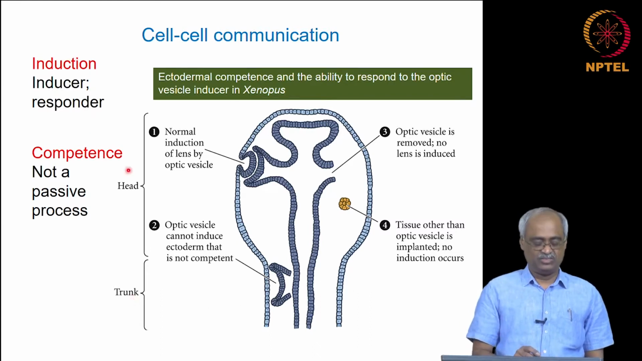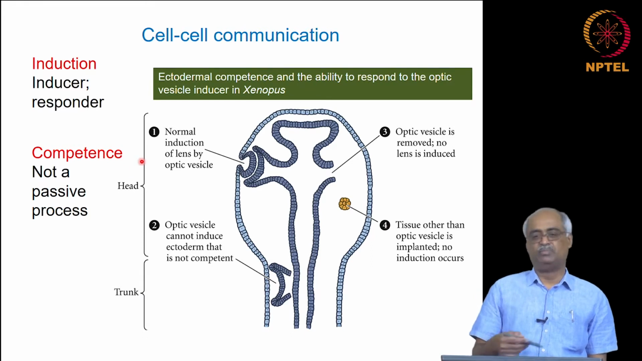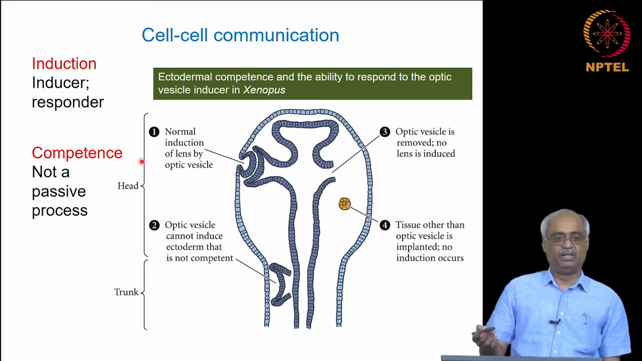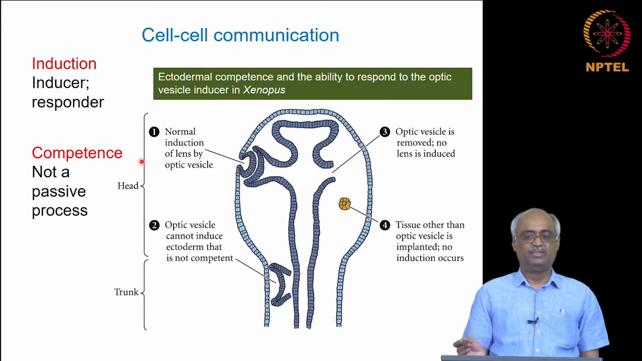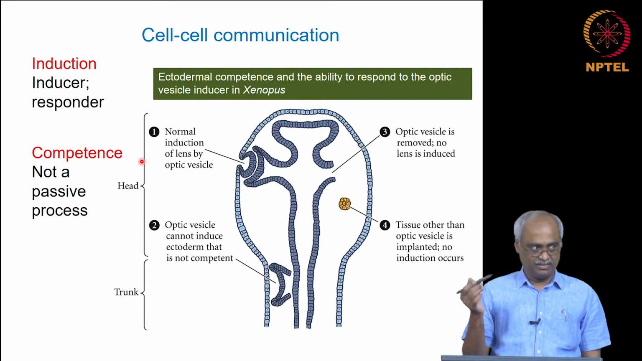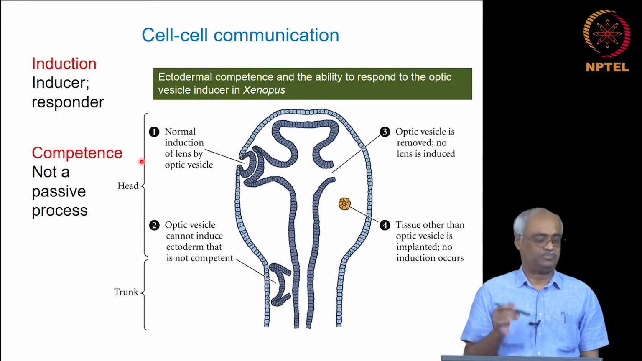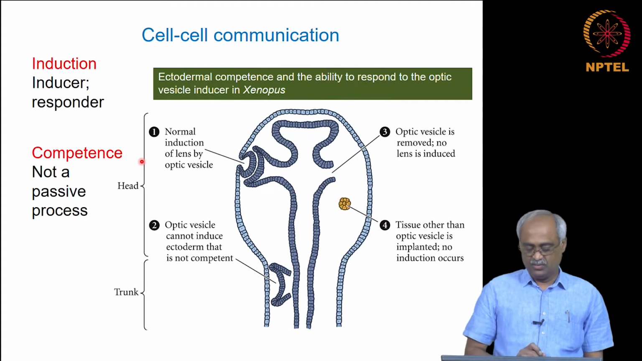It is just to illustrate that competence is not passive. Any cell may not be induced to form a particular structure purely based on the instruction coming from the inducer. The receiving cell must have the competence. Okay. So, those are the two definitions.